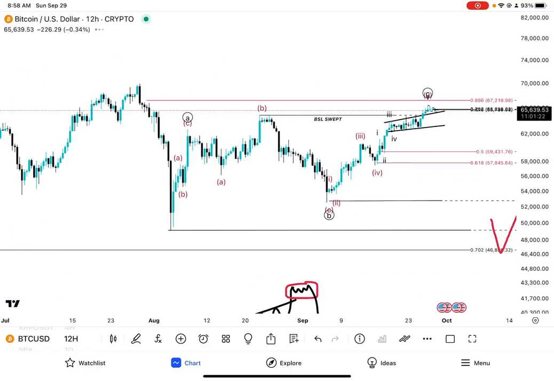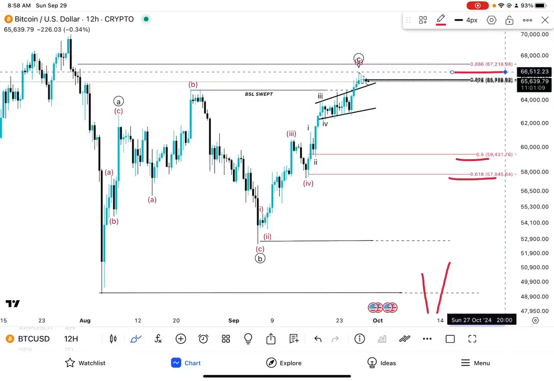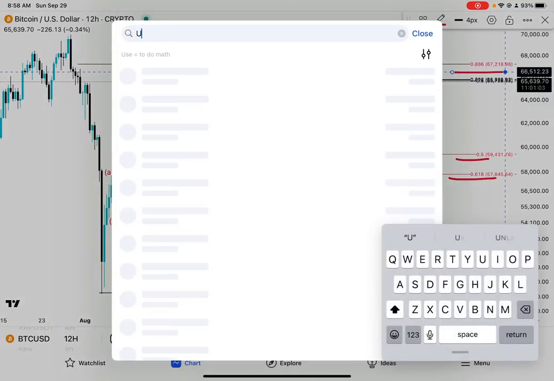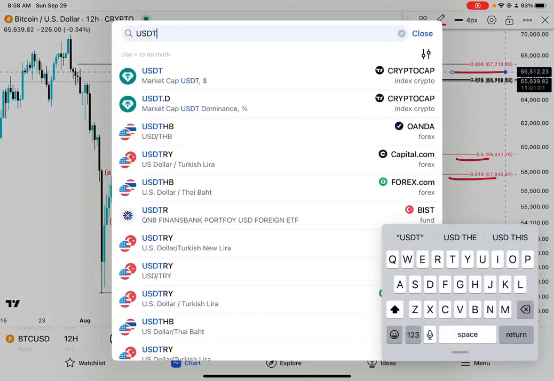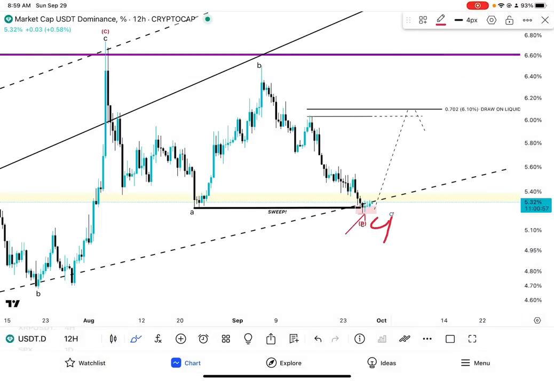So remember, this is either an impulsive move up or a corrective one. An impulsive move up we would need more confirmation. That confirmation would be a daily close above 67,218. Okay. Let's take a look at USDT dominance, because that's a very integral part of a well-rounded analysis in crypto. Okay. So let's go ahead and take a look at USDT DOM.